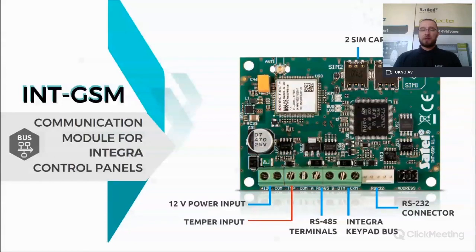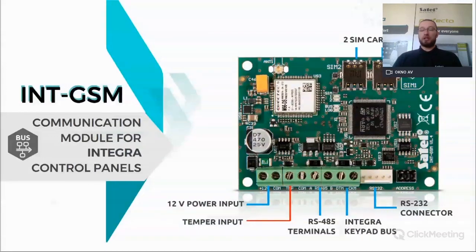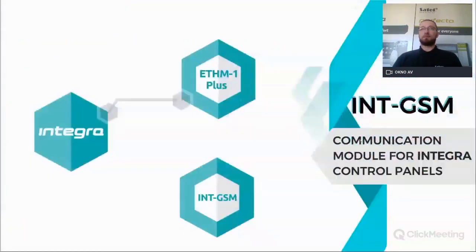RS-232 connector if you want to connect with the Integra panel. And of course you have a tamper input if you want to use it to send information about the cover or the box where the INT-GSM is. On board you have also 2 SIM card slots, so you can use 2 SIM cards, the same idea as in the GPRS module, in the GSM-X module.